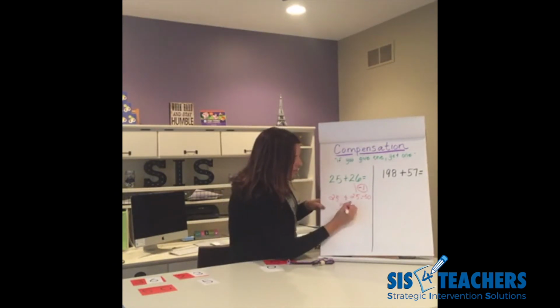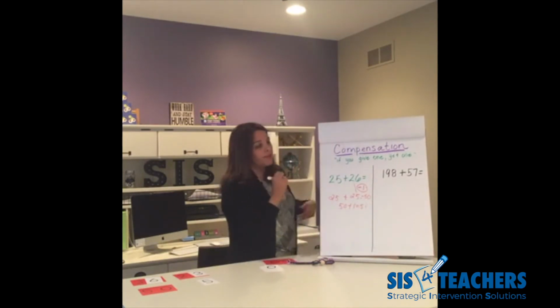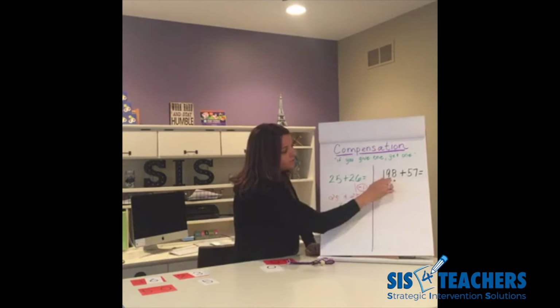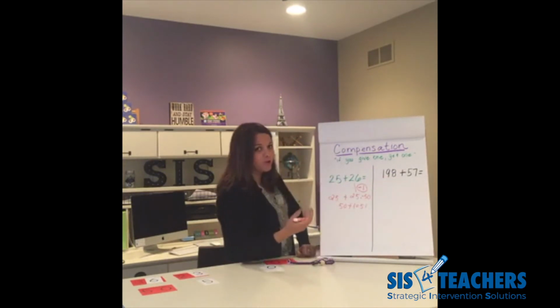So I'm going to take that 50 and add the 1 to get my total of 51. This same strategy can be used when numbers are really close. You use this a lot when you're out shopping or different things and you're kind of estimating prices of things.